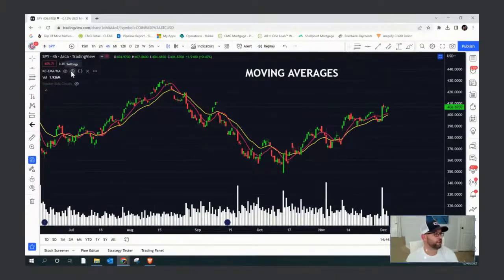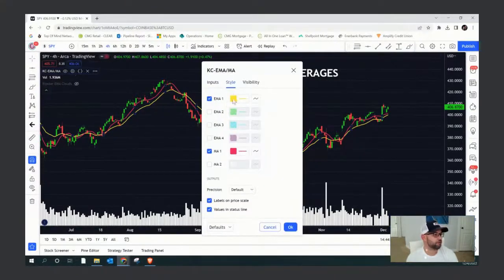In this strategy here, I've just got this yellow line. That's an EMA. An EMA is an exponential moving average, and an MA is a simple moving average. An exponential moving average has a heavier weight on more recent price action, and what that means is it's more reactionary.